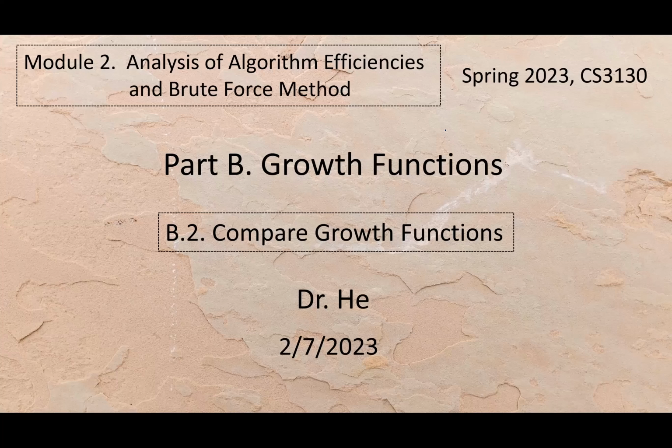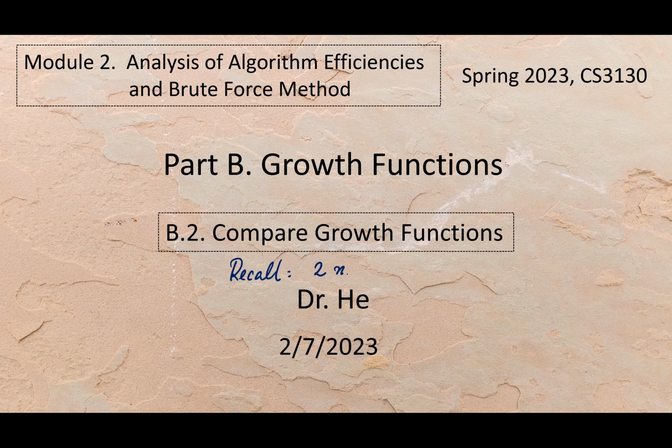So next, compare growth functions, P.2. Here, if we recall, we go back to our part A of module 2, we have some uncompleted work, we didn't do the comparisons. We have two methods for the element uniqueness problem. So let's recall from part A.